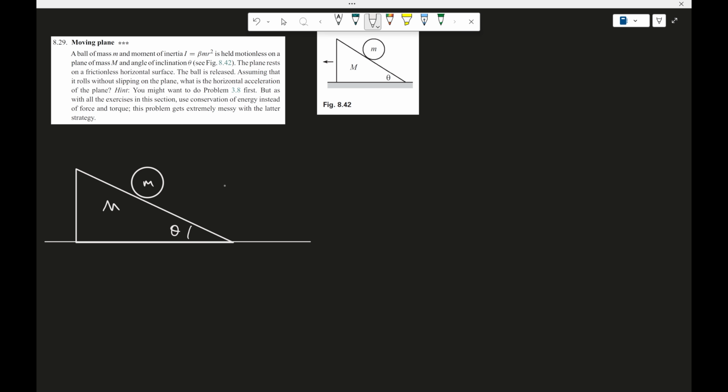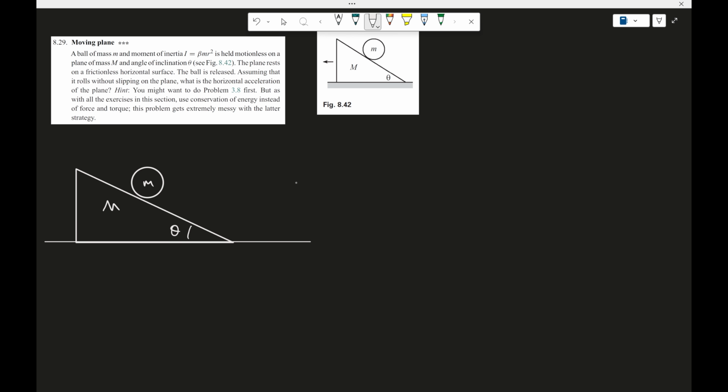So what could it be? Well, this question gives us a hint. It tells us that we should try to use the conservation of energy here. So let's just go back to the basics and list out the conservation of energy equation.